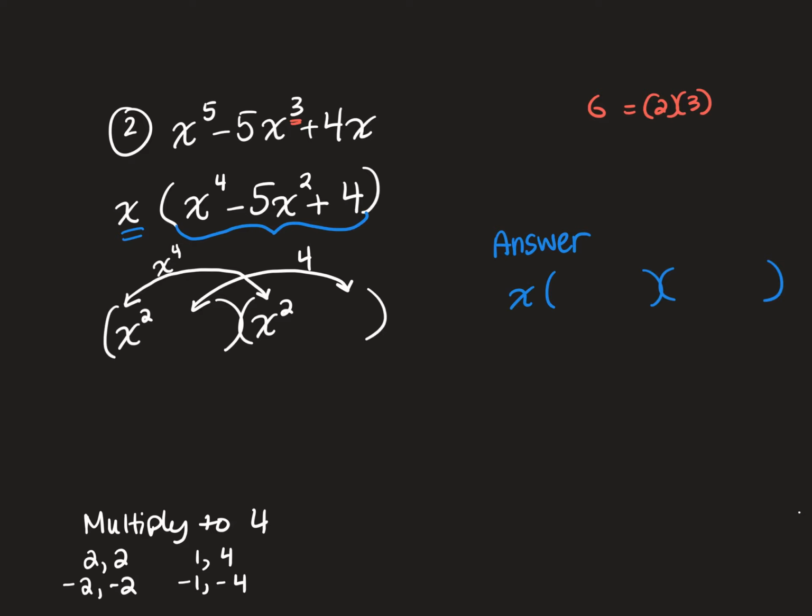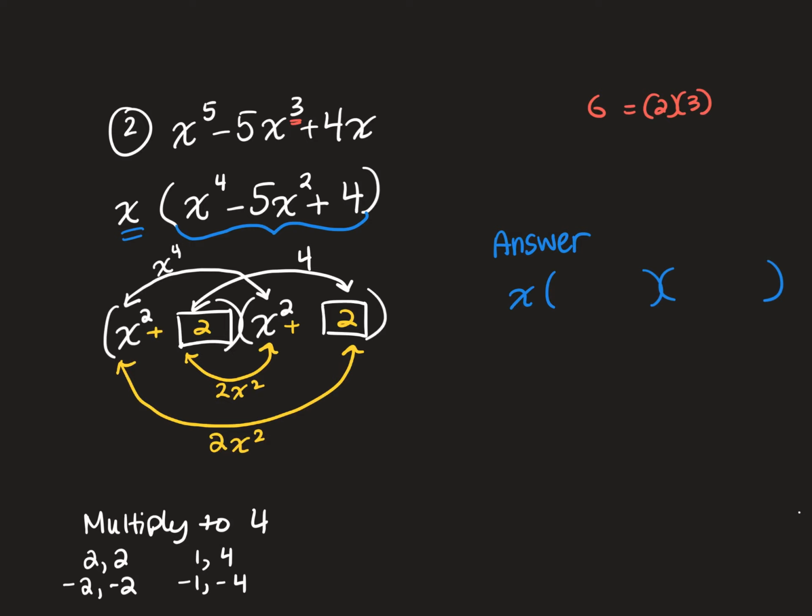I'm going to try one and see if it works. So we can start with 2 and 2. So let's start with positive 2 and positive 2. And then we check our outside. And some of you are already saying, this isn't going to work. I can see it already. That's good. I check my outside terms and my inside terms. And when I add those together, that's not negative 5x squared, our middle term. So I know that 2 and 2 aren't going to work.